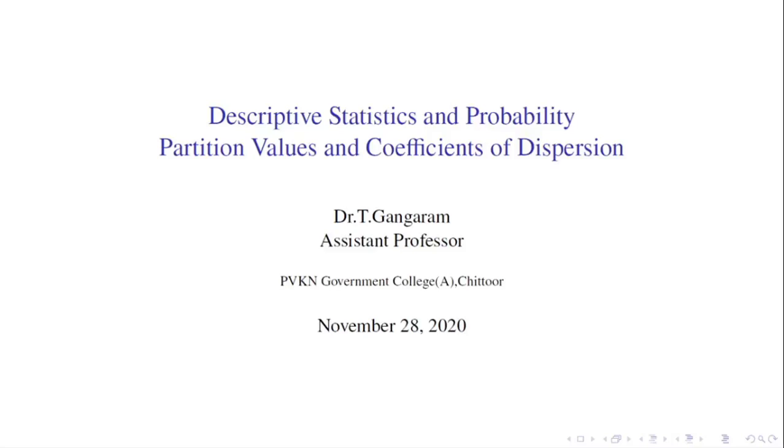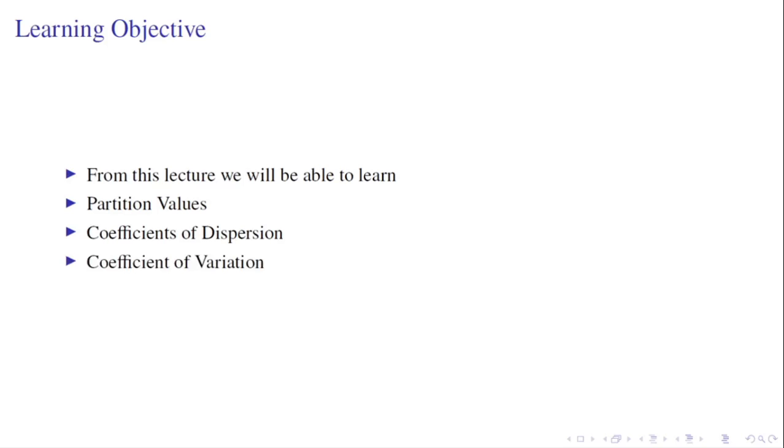Welcome learners. This is the lecture on partition values and coefficient of dispersion. From this lecture, we will be able to learn the different partition values like quartiles, percentiles, deciles, and various coefficients of dispersion. And these are the absolute measures of dispersion and the coefficient of variation for comparing two groups.